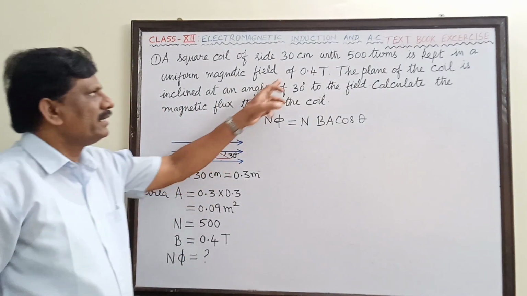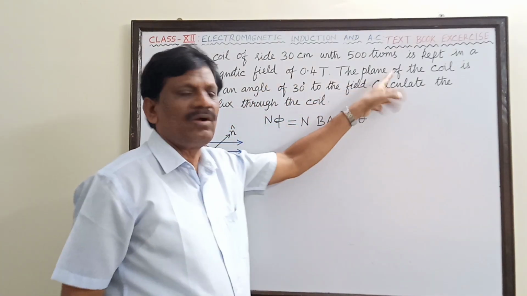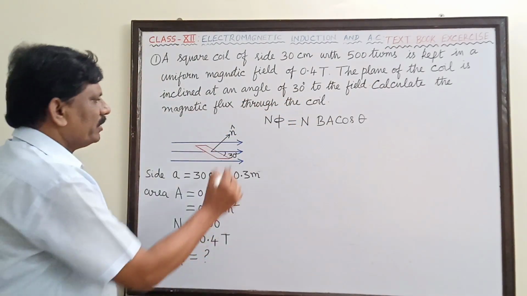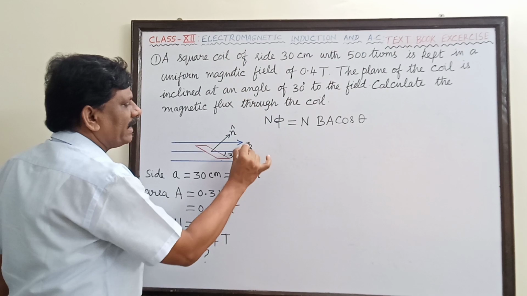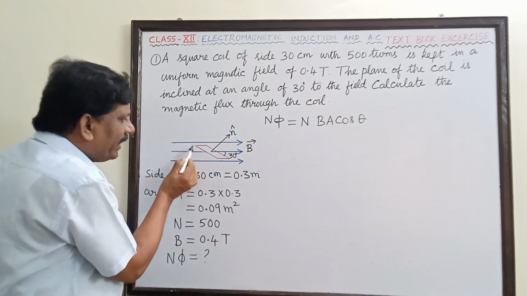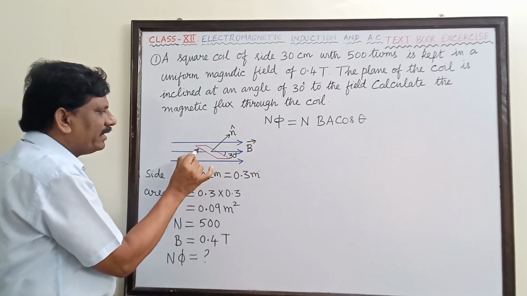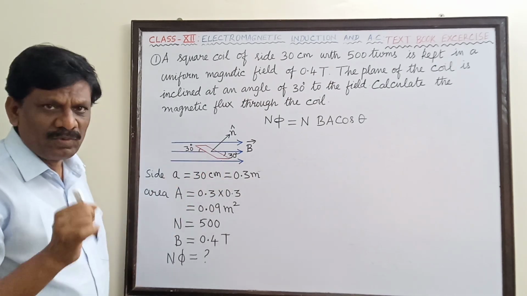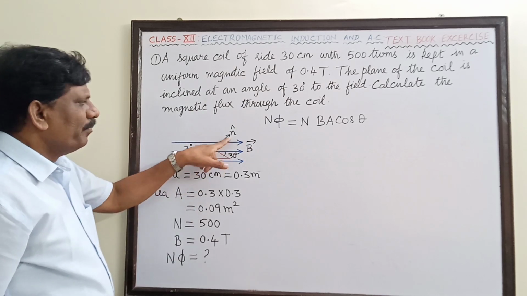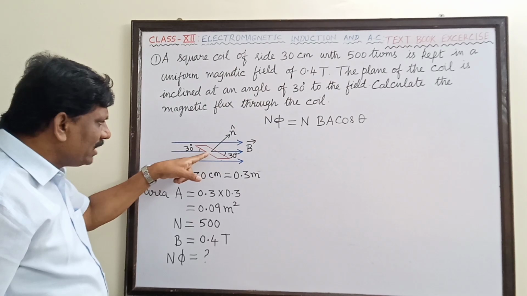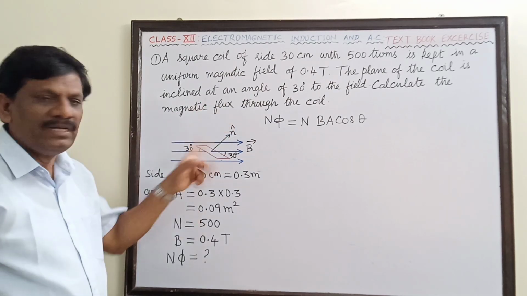Now here it is mentioned that the plane of the coil is inclined at an angle of 30 degree. So you can see that this is the magnetic field vector acting along the x-axis. The plane of the coil is making 30 degree. So here also you can see it is 30 degree. Therefore, what is the angle made by the normal to the plane of the coil? That only is theta here.